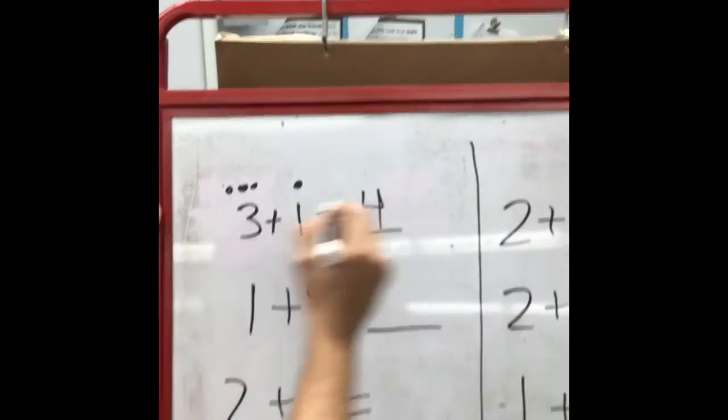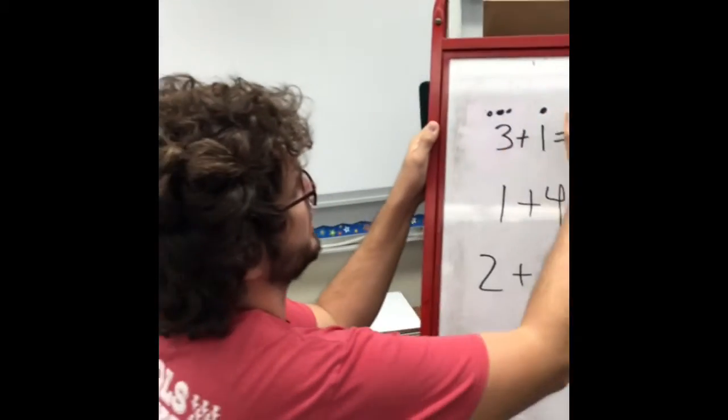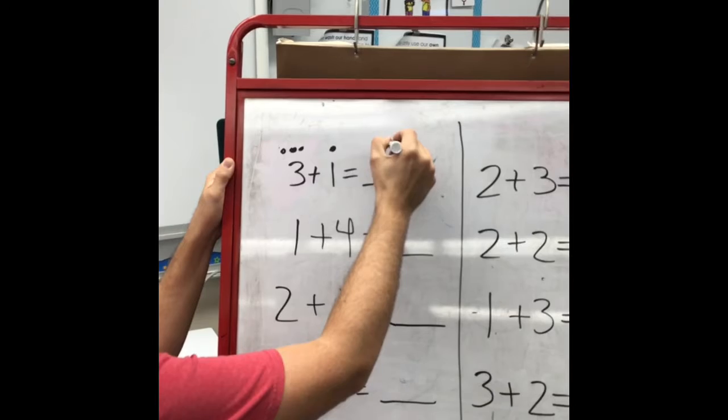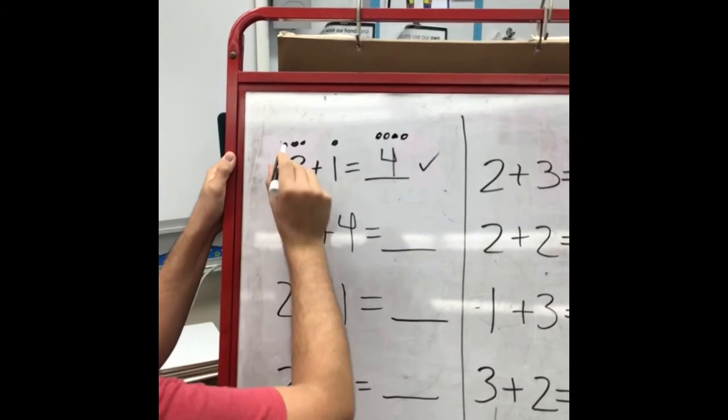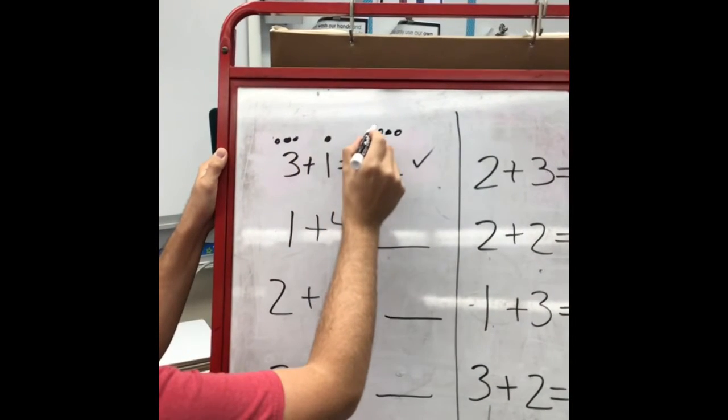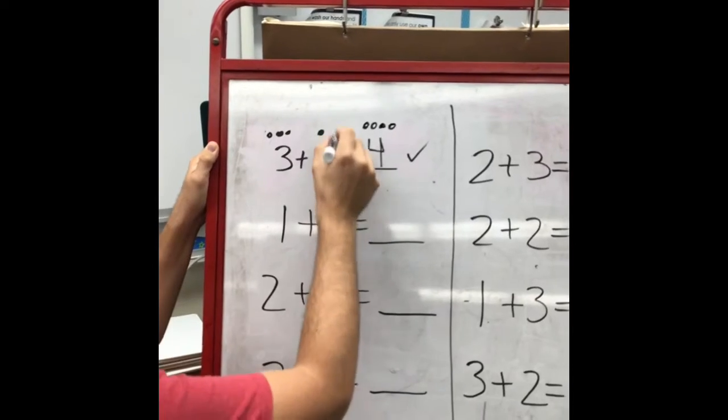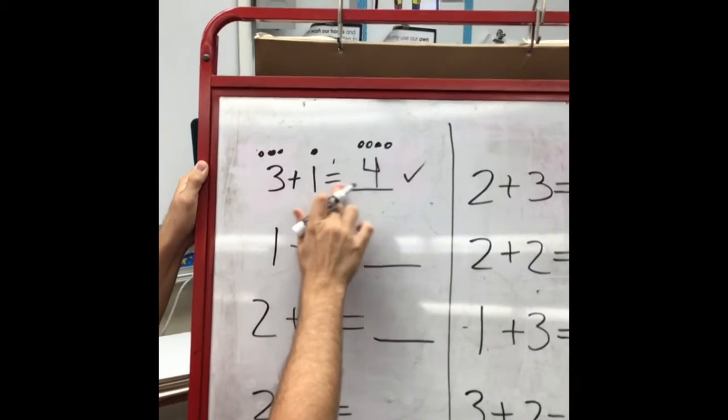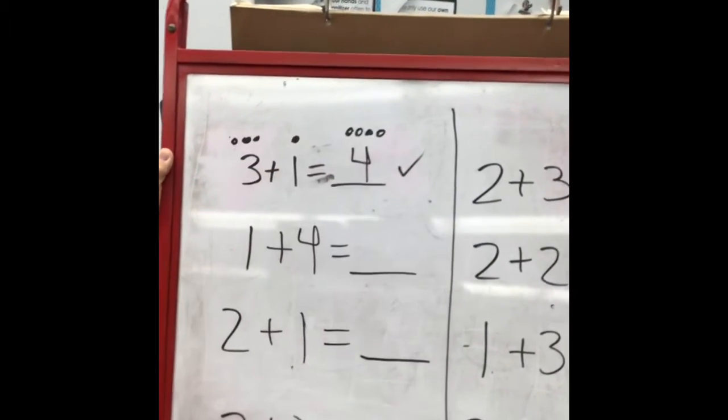So that one's done. We can even check it. 4 dots would look like this. I got 1, 2, 3, 4. 1, 2, 3, 4. Our equal sign means that those are the same on both sides. So we did that one correctly.